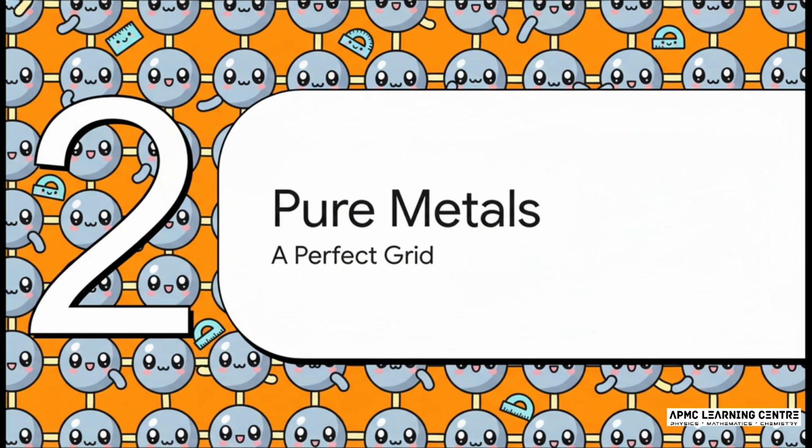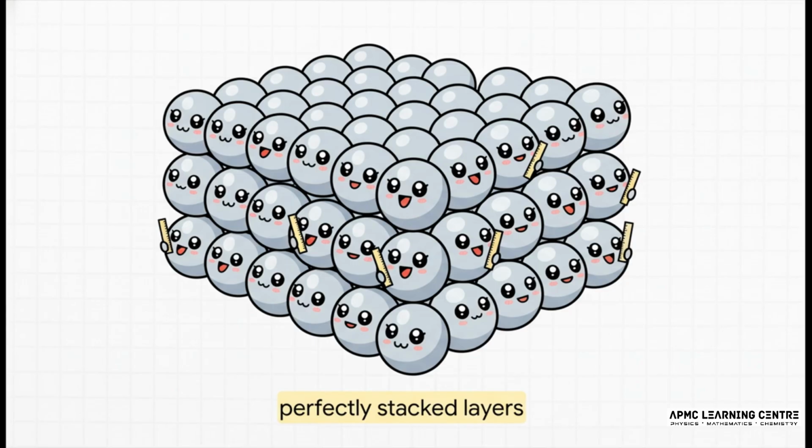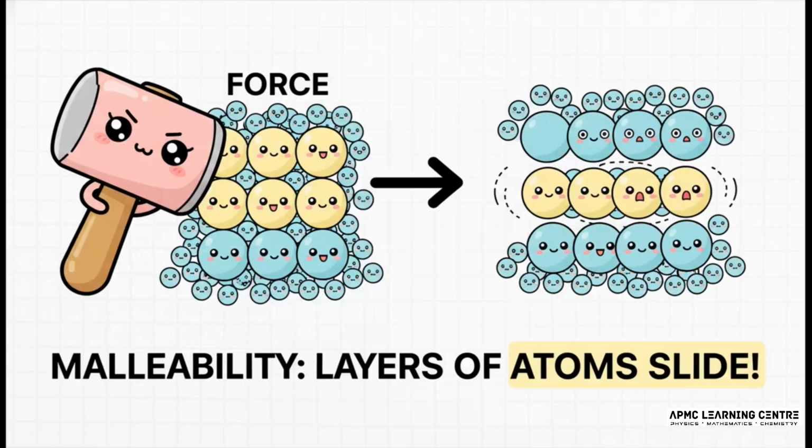Okay, so let's take a look at how this all plays out in a pure metal, where every single atom is exactly the same size. It's like a world of perfect, beautiful uniformity. In a pure metal, those positive ions line up in this incredibly regular, orderly pattern. Just imagine perfectly stacked layers of identical marbles, you know? They form this flawless, perfect grid. And that perfect structure explains exactly why pure metals act the way they do.